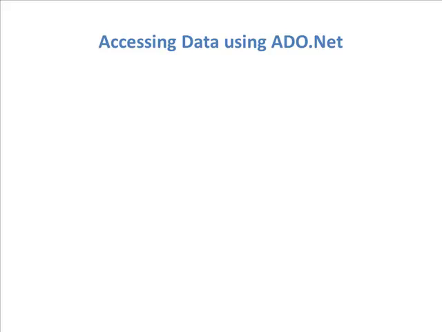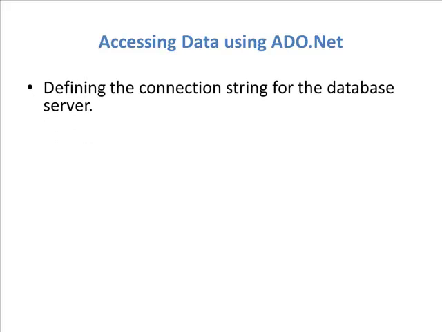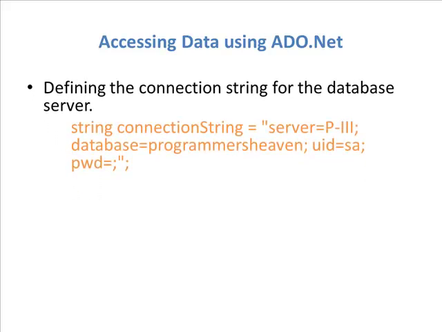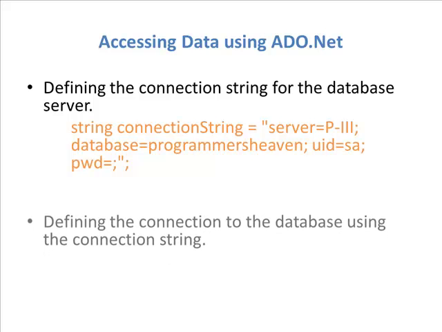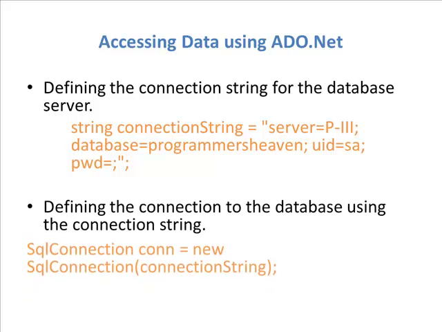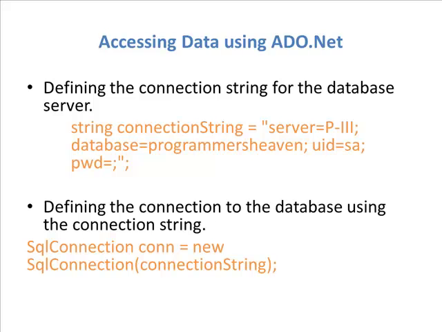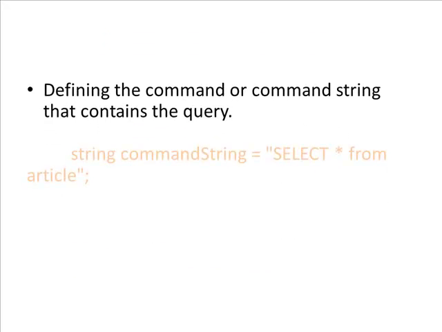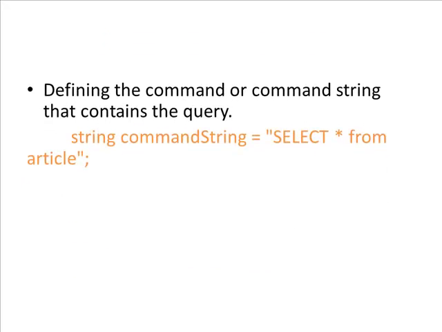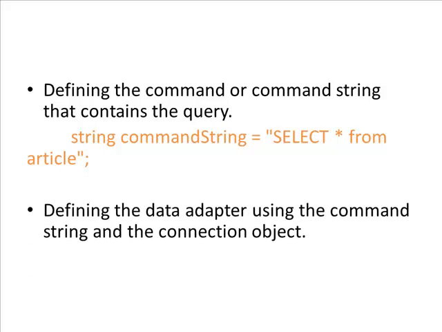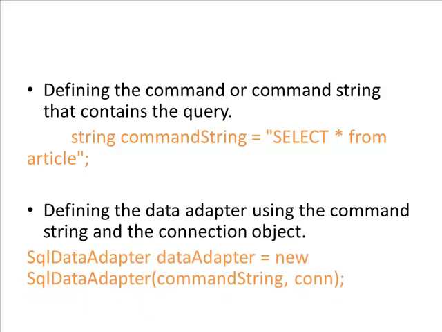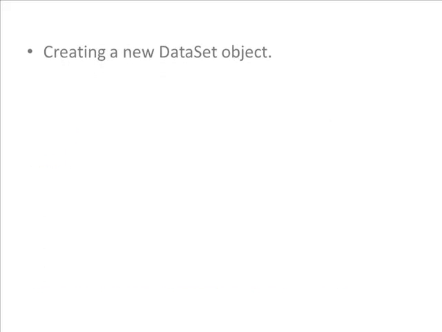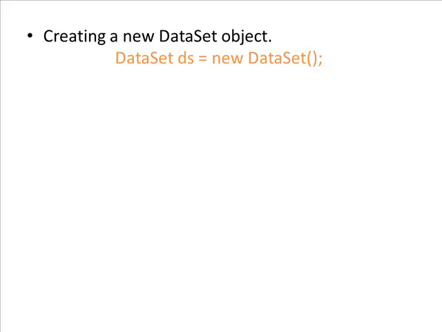Accessing data using ADO.NET. Data access using ADO.NET involves the following steps: defining the connection string for the database server, defining the connection to the database using the connection string, defining the command or command string that contains the query, defining the data adapter using the command string and the connection object, creating a new dataset object.